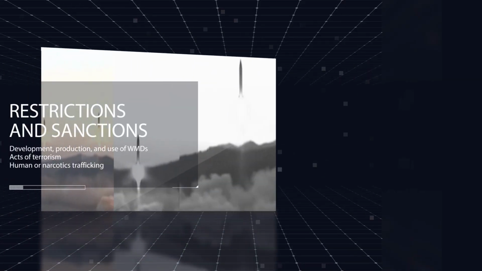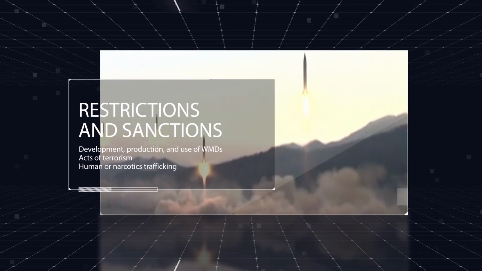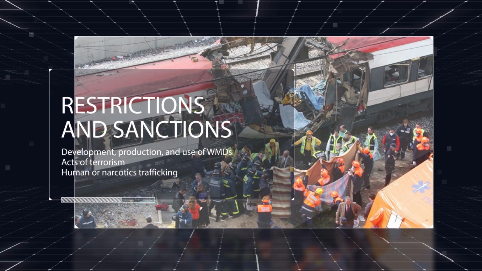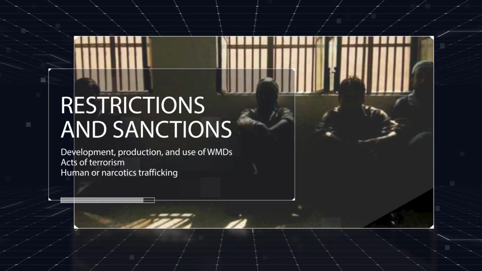The United States government places restrictions and sanctions on entities that engage in behavior that is counter to our economic and national security interests. This behavior ranges from development, production, and use of weapons of mass destruction to acts of terrorism and human or narcotics trafficking. An aim of the restriction is to block adversaries from obtaining and using U.S. goods, technology, and services for these illicit activities.